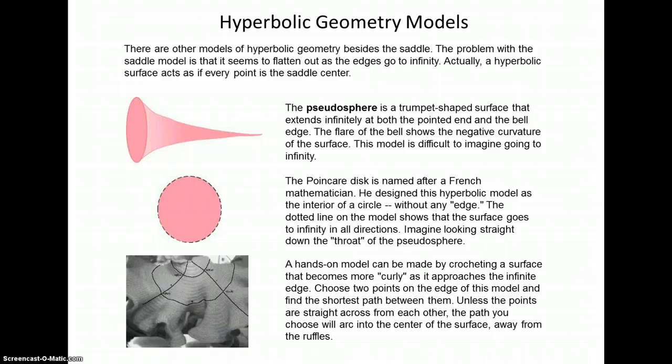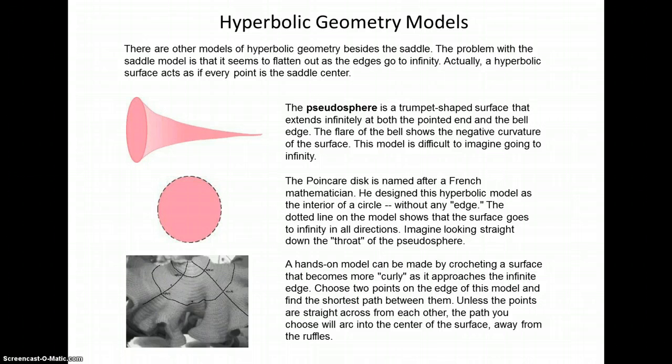The Poincaré disk is named after a French mathematician. He designed this as a hyperbolic model that looks like it's just the interior of a circle without any edge because the edge is infinitely far away. The dotted line on the model shows that this surface goes to infinity in all directions. And imagine that you're looking straight down the throat of the pseudosphere, so the center of this circle is also infinite.